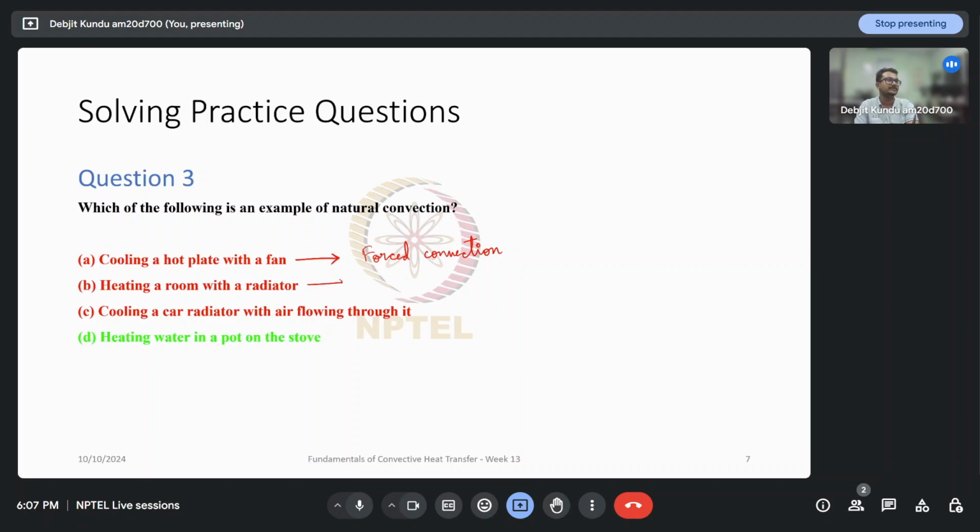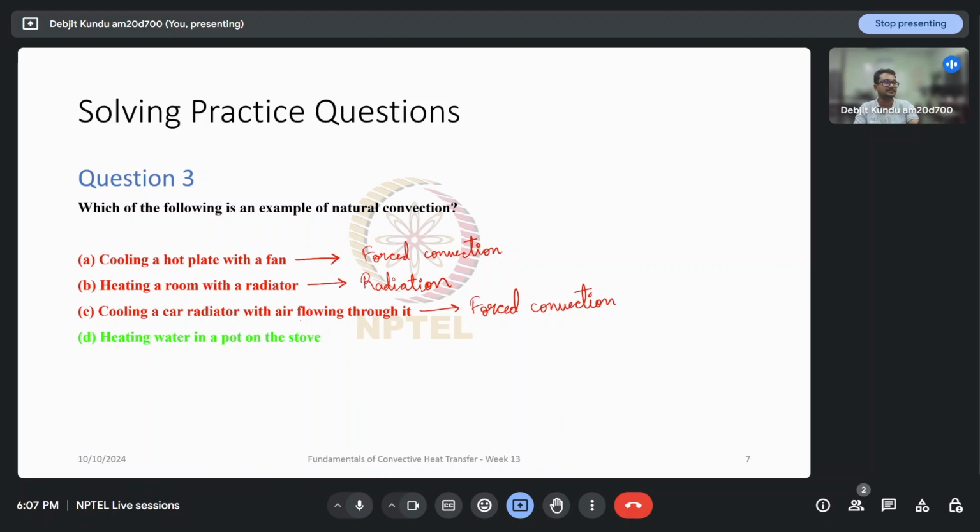Then heating a room with a radiator. As the name suggests, the main form of heat transfer is through radiation. Usually infrared rays are used. Then cooling a car radiator with air flowing through it. Once again, there is some radiation involved, and the other dominant mode of heat transfer here would again be forced convection, because the car is moving and therefore forcing air to move over the tubes of the car radiator, thus cooling it. So here again, it's an example of forced convection.